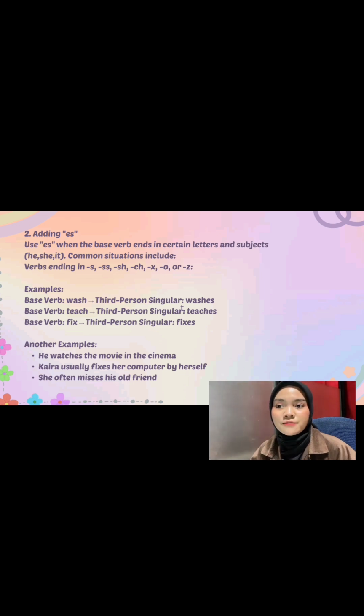Use es when the base verb ends in certain letters and the subject is he, she, or it. Common situations include verbs ending in s, ss, sh, ch, x, o, or z. Examples: base verb wash, third person singular, so the word becomes washes. Another example is he watches the movie in the cinema.